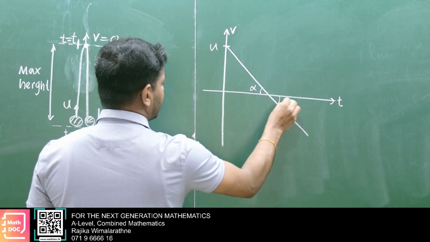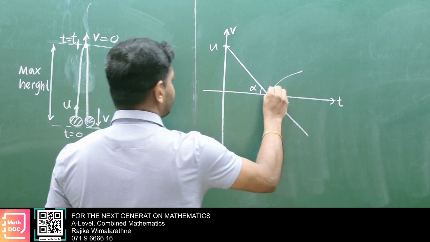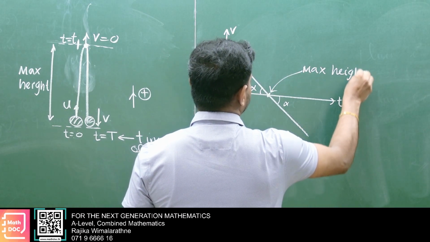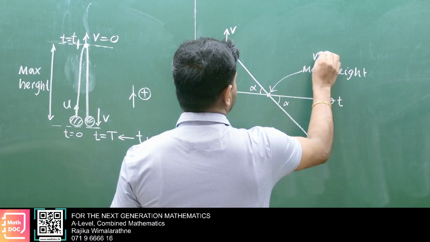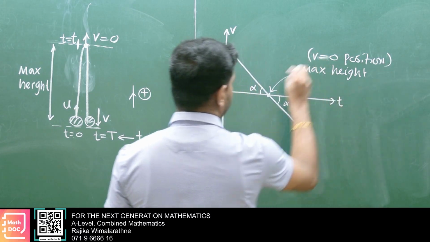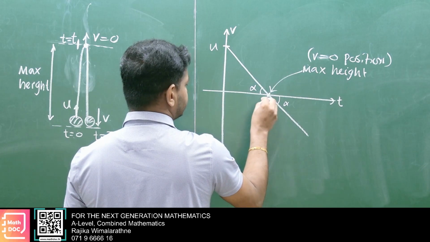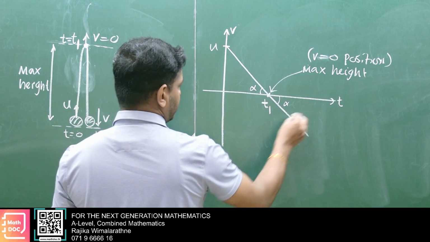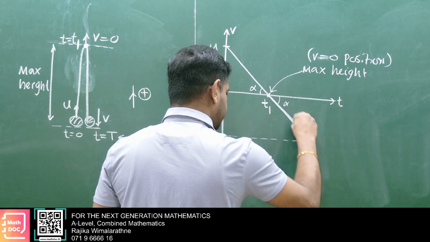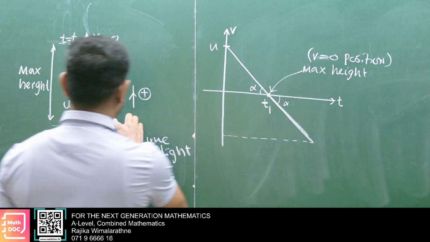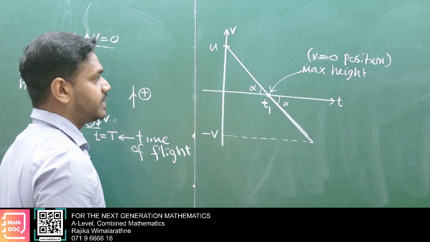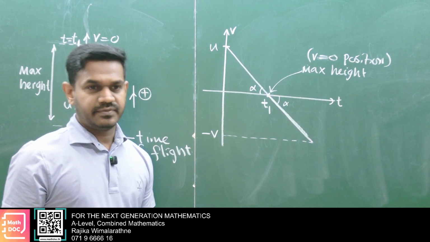Here alpha, velocity 0 position we call maximum height. V equals 0 position. We call maximum height. Then it's time t1. So I take here when it reaches the ground, let its velocity be v, downward, then you put minus v. Do with me.